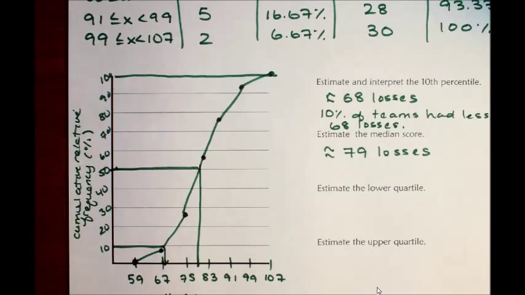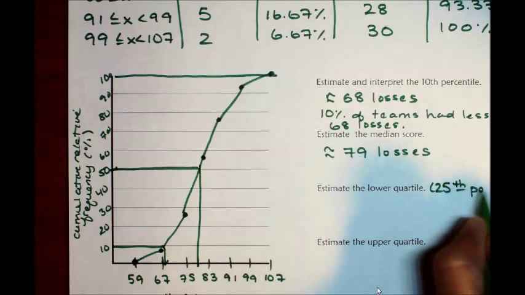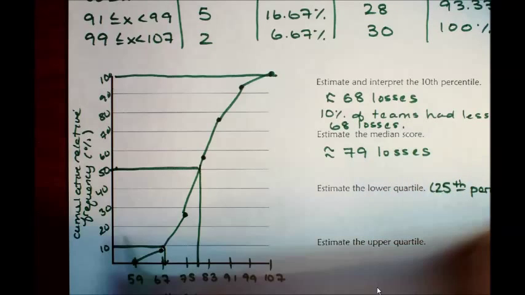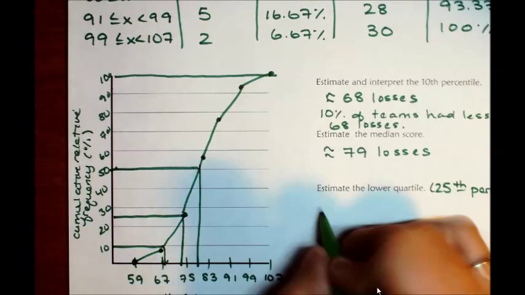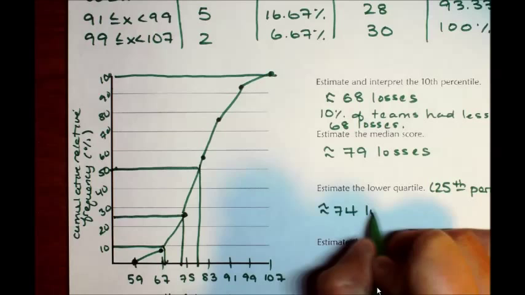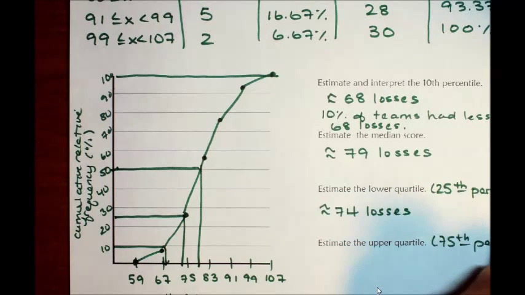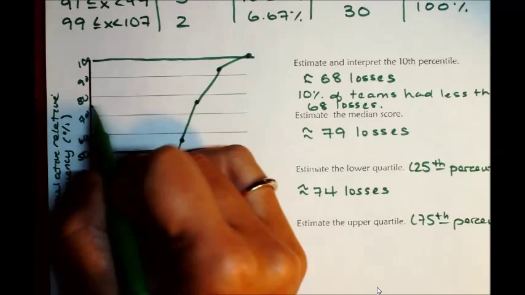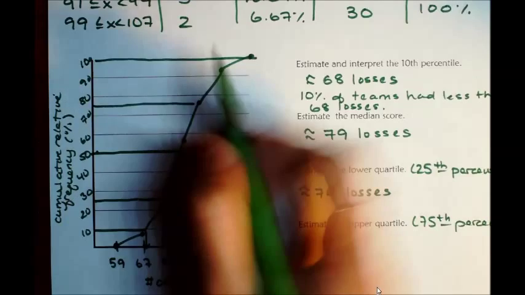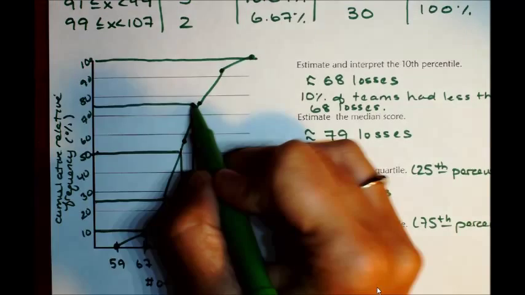Our lower percentile, or lower quartile, is the 25th percentile, which is approximately here. So we'll say approximately 74 losses. Here's our 75th percentile, the upper quartile, here's 75, approximately. Say approximately 85 losses.